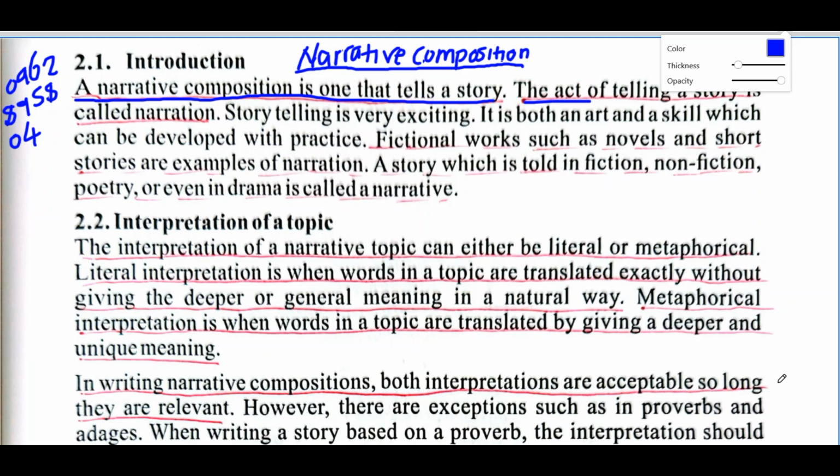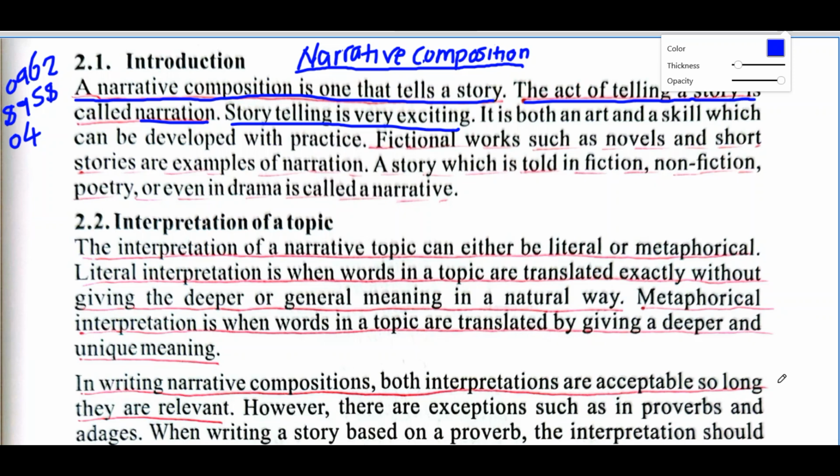So let's define the word narration. The act of telling a story is called narration. So the word narration is all about telling a story. Now, storytelling is very exciting. So you need to enjoy when you are writing a composition like this. Then what does it involve?